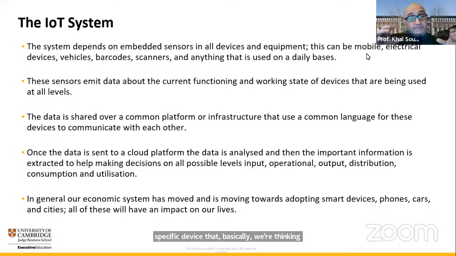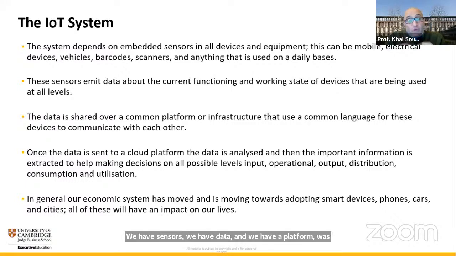So we start with sensors. Sensors will emit data. If you don't use the data, you're wasting it, and if you're wasting it, this is not circular. So if we have the data and we want to use it, the data is shared over a common platform or infrastructure that uses a common language for these devices. So the data will be shared and communicated. Fine. We have sensors, we have data, and we have a platform.